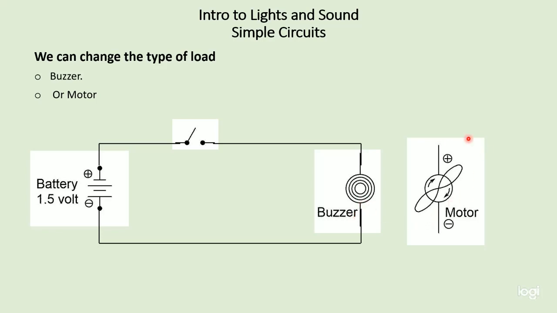So then another symbol that we could use would be a motor that converts electrical energy into rotational energy. And a motor does have a positive and a negative terminal. If you were to reverse the wires, the motor would spin in the opposite direction, and you want the fan to blow on you so that you stay cool rather than blow away from you. So, different kinds of loads.